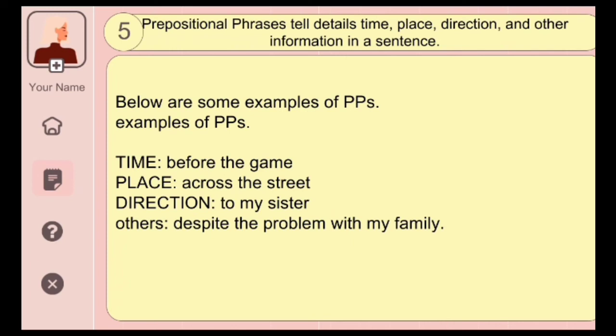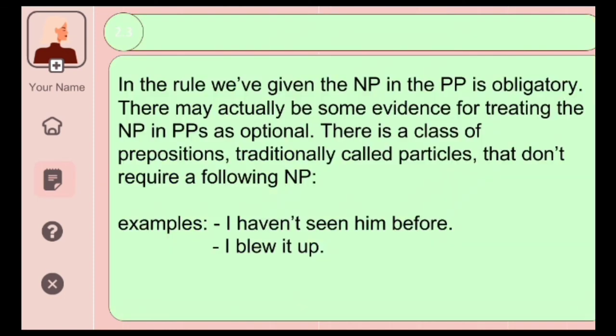The prepositional phrase rule appears to be: our preposition is to, and our noun phrase is my sister. A noun phrase consists of a determiner and a noun. My is our determiner, sister is our noun. When we say my sister, that is our noun phrase. In the rule we've given, the noun phrase in the prepositional phrase is obligatory. There may actually be some evidence for treating the noun phrase in a prepositional phrase as optional.